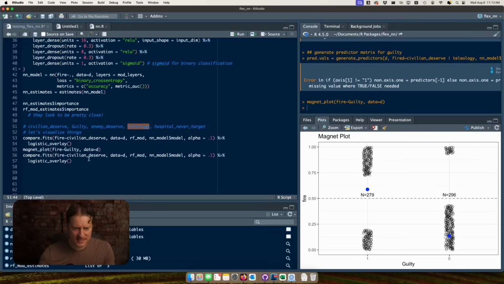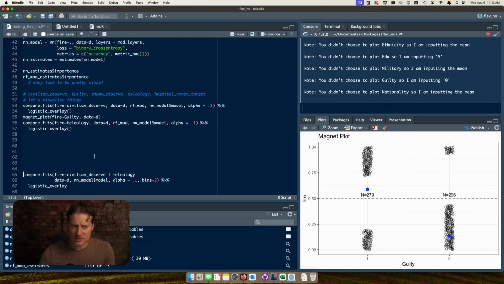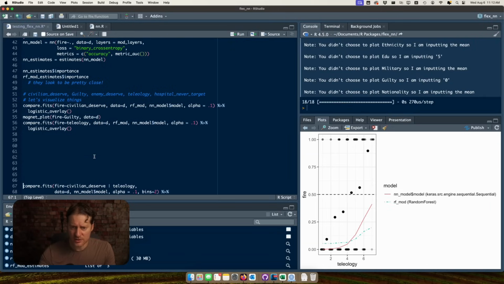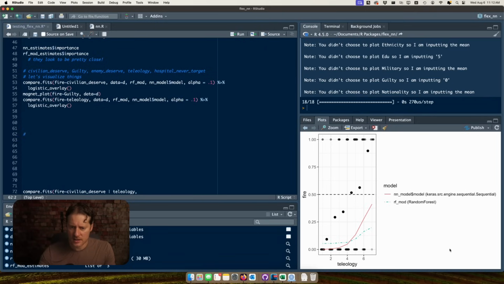Let's go ahead and try teleology. And again, comparing both models. And I hope it works. Okay, once again, we get a situation where the models aren't doing very good at the bivariate level. And to me, that seems to suggest, okay, let's think about this.